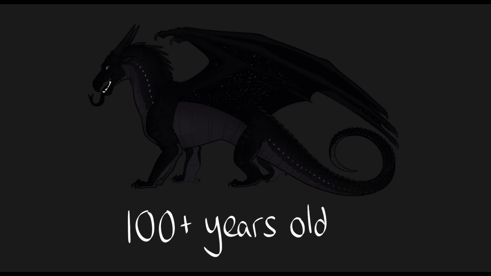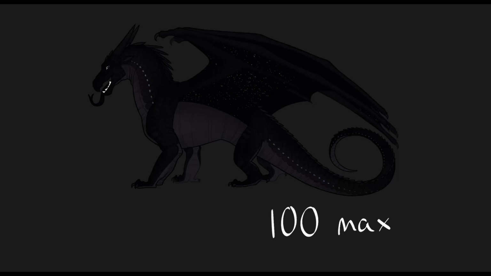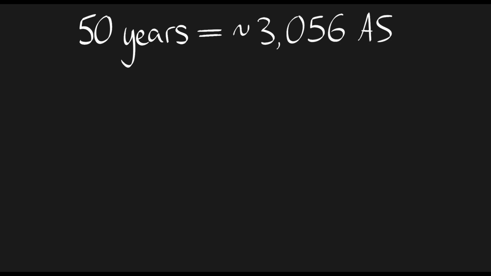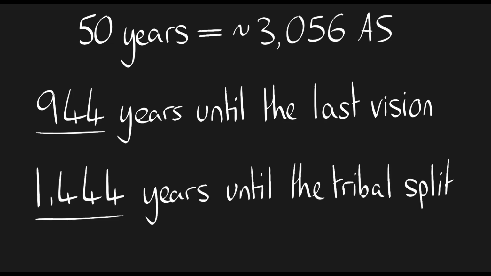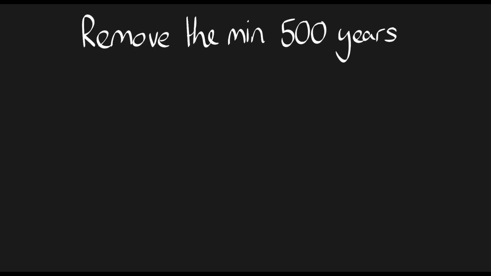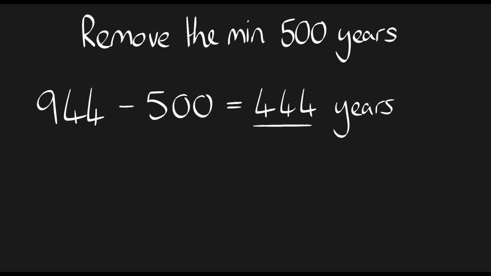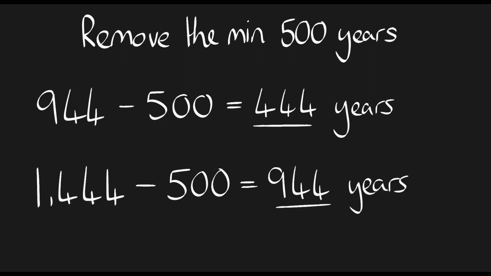Unfortunately, we don't know what age she stopped having eggs, but we do know that she lived for over 100 years. Even though it would be weird for her to have eggs that late in life, we are going to take the 100 years as the top estimate, and then use the 50 years as a more realistic top estimate. If she stopped having eggs around the age of 50, it would put us roughly in the year 3056 AS, giving us a time gap of 944 years until her last vision, and a gap of 1444 years until the tribal split. Now, when we remove the minimum 500 years to allow for enough generations to pass, it would leave us with an extra 444 years until the last vision, and also an extra 944 years until the tribal split.